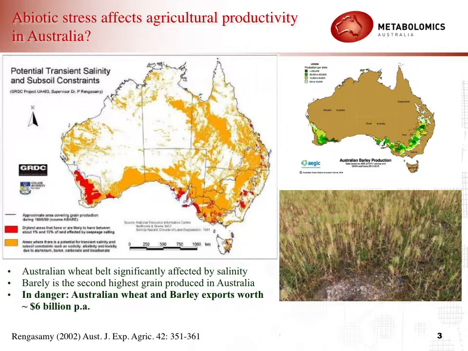Due to the increase of salinity and drought, our wheat and barley export is in danger, approximately costing us $6 billion per year.